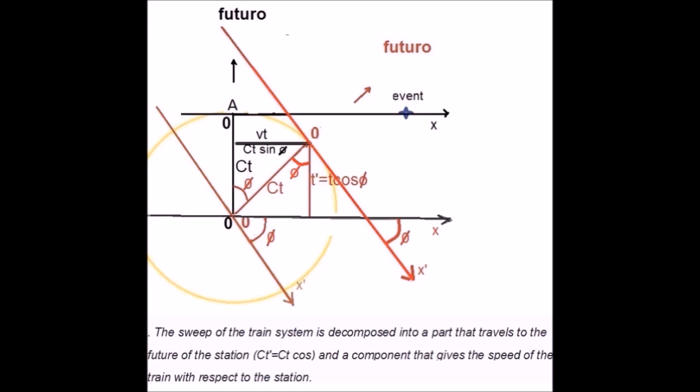Coordinate transformations. Lorentz transformations. Suppose an event whose coordinates are x, t. From the origin of the station system we must advance a time t and then travel the time axis to point x. The coordinates of the event seen from the train are found in the same way. The origin of the station's spatial coordinates is now in A. The train also evolved by a quantity ct. But for the station system, the train advances only a time t prime equals t cosine phi, and a distance x equals ct sine phi equals vt. v is the speed with which the origin of the train's coordinates moves away. That is, the speed of the train.